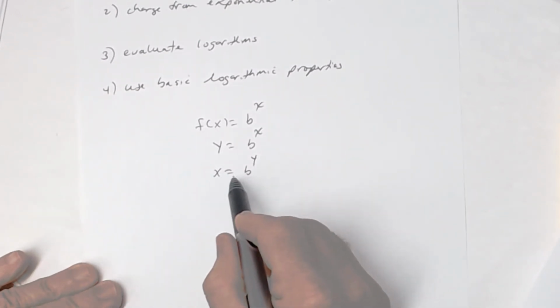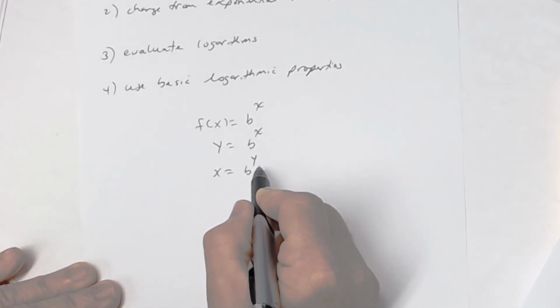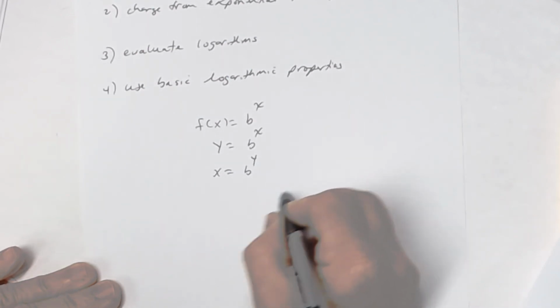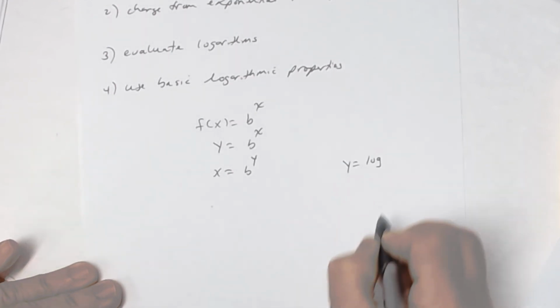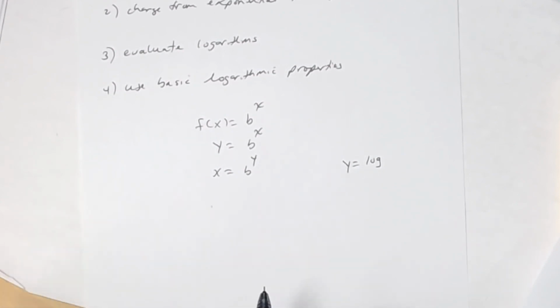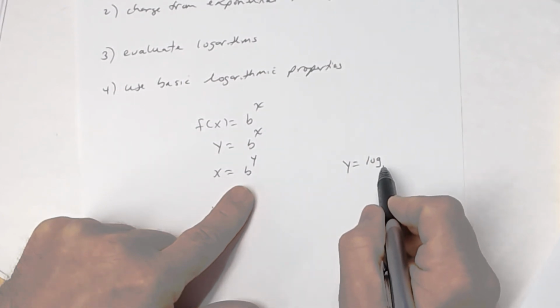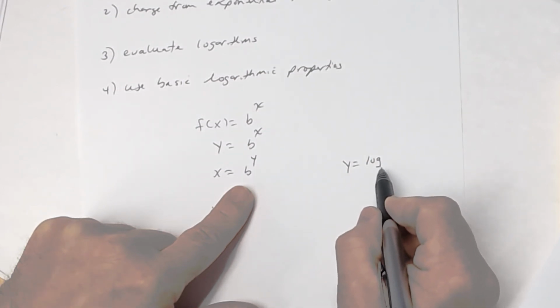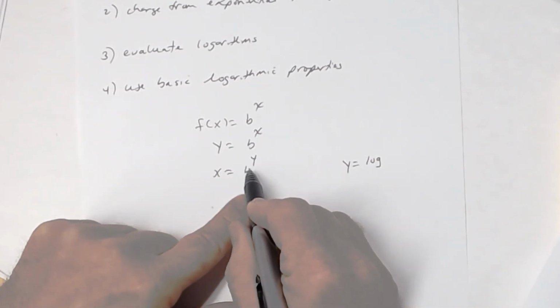So for this equation, to solve for y, we're going to define this exponent as a logarithm. Y is defined to be a logarithm, L-O-G. All logarithms have a base, and that base is listed as a subscript. That base here is the same as this base, so this base is b.